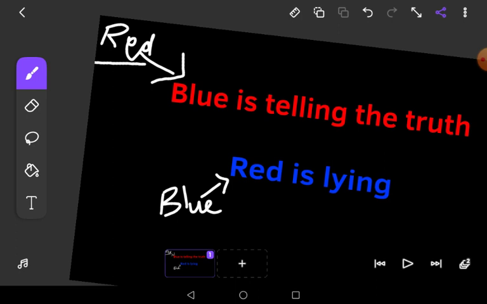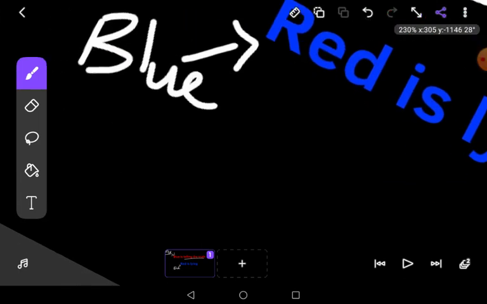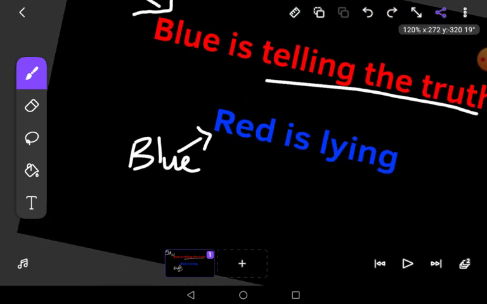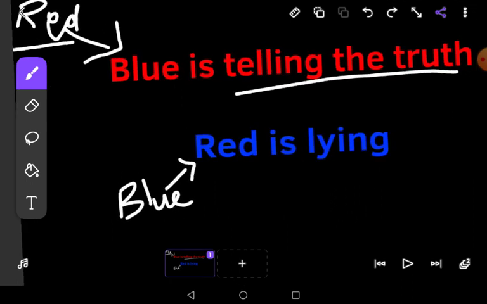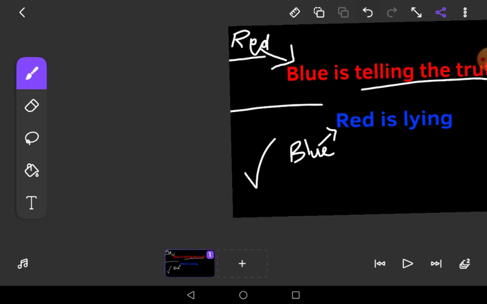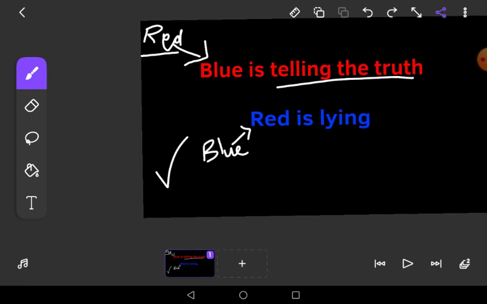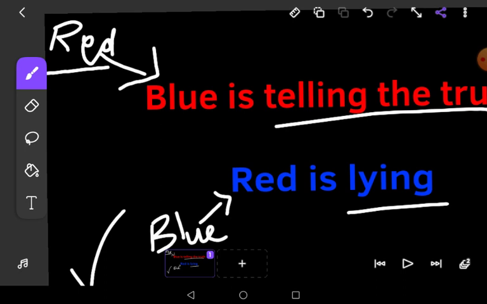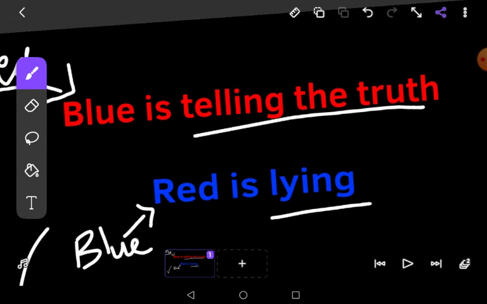Red is saying that blue is telling the truth. He's TTT. So blue is verified that he's innocent. Blue is innocent of him telling the truth. So blue is okay. Fine. We'll need to type it. Okay. If blue's telling the truth about red lying, that means red is lying about blue telling the truth. If he's lying about blue telling the truth, if red is lying about blue telling the truth, that means the opposite of telling the truth is lying. Gotcha.